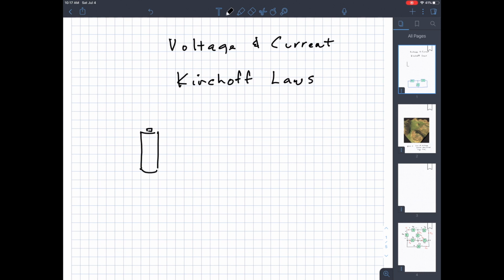Alright, so here's a battery, and we've got that connected with wires to a light bulb. This is a symbol for a resistor. We're letting that represent the light bulb. Okay, so here's a really basic circuit. Now, I asked you to watch the video about how batteries work.